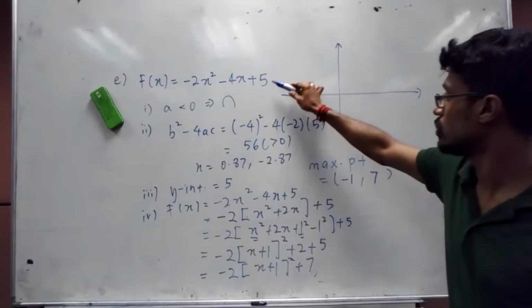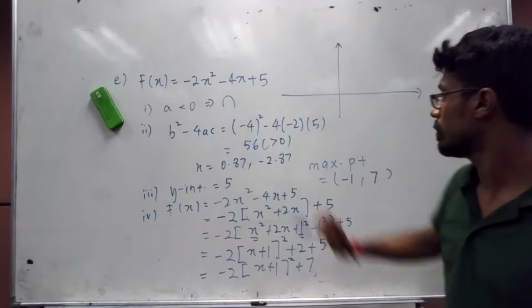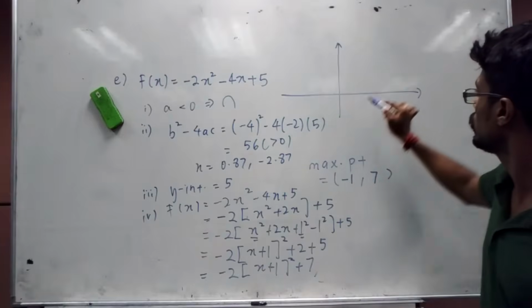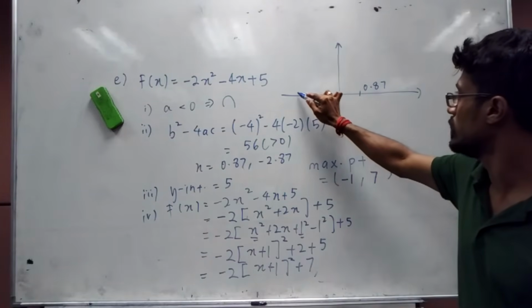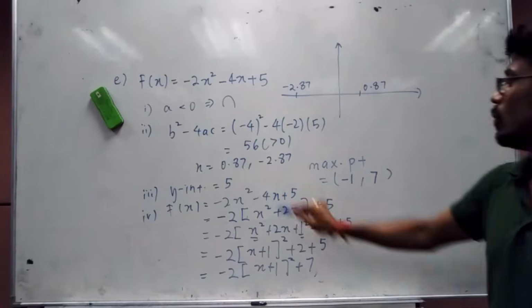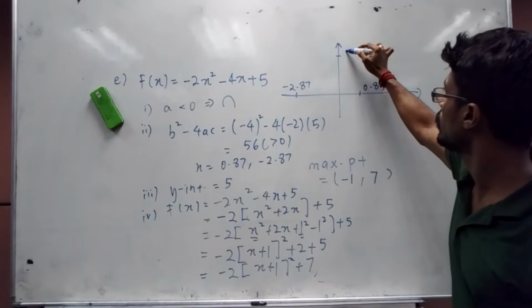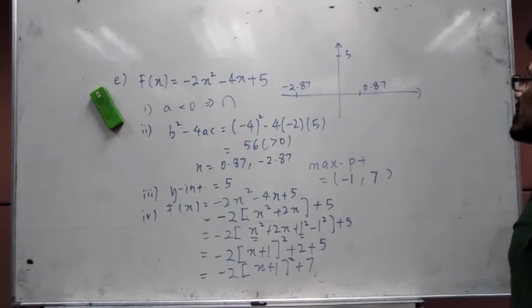So we will go through it one by one. This is just the shape. You're going to cut at these two places. So 0.87 is going to be here. This is going to be your negative 2.87. Y-intercept is going to be 5, so I'll be here. Your maximum point is negative 1, 7.